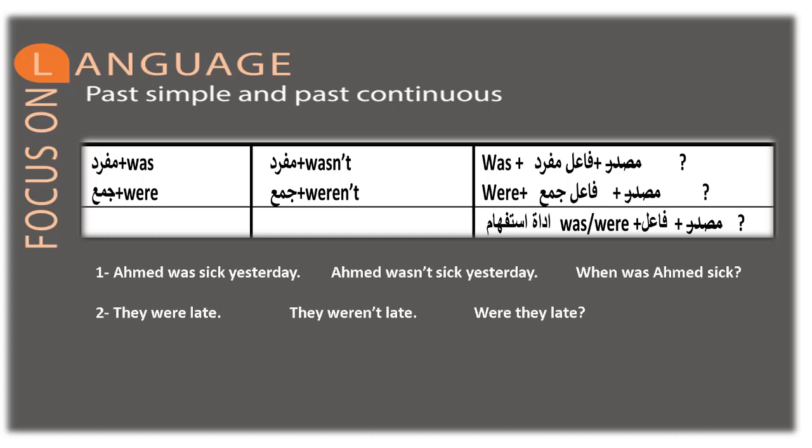We have some examples here. Number one, Ahmed was sick yesterday. نفي أو negative. Ahmed wasn't sick yesterday. And the question is, when was Ahmed sick? Number two, they were late. Negative, they weren't late. And question, were they late? وهنا طبعا ممكن نجاوب yes, they were or no, they weren't.